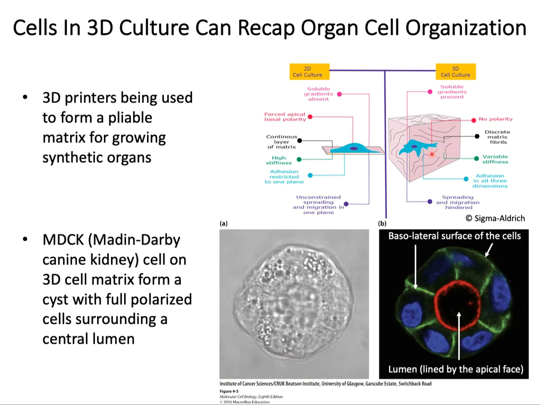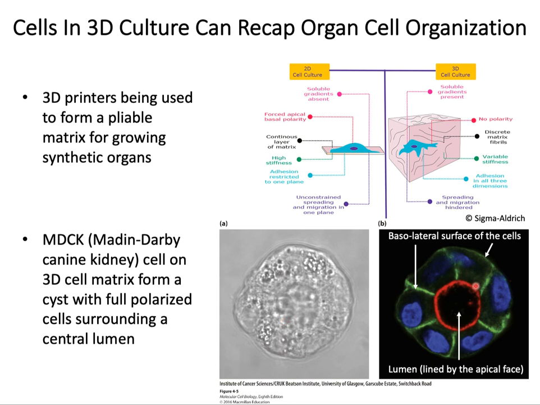So here you can see now a 3D printer being used to make a pliable 3D matrix to grow cells, and there has been some success even in growing organ-like tissues in cultures, known as organoid culture. The bottom panel shows a cyst of MDCK cells grown in this 3D cell matrix. The left side shows an unstained bright field microscopic image of the cyst that is not providing much information.